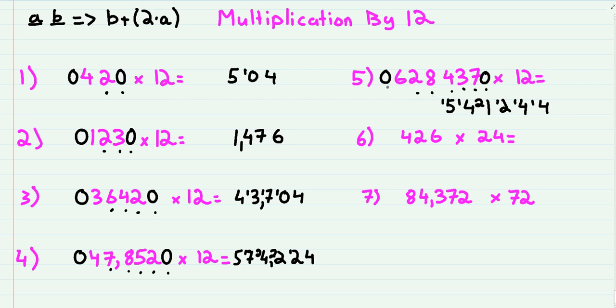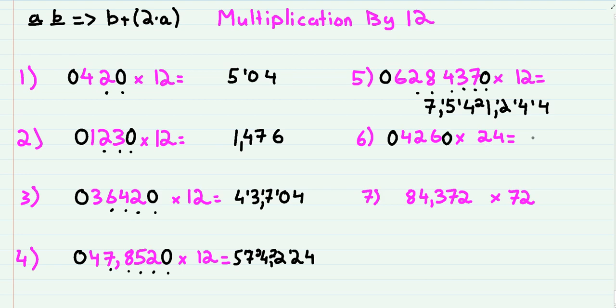Now I go here, 6 plus 0, double 0 is just 0, is just 6. 6 plus 1 is 7. So final answer, 7,541,244.